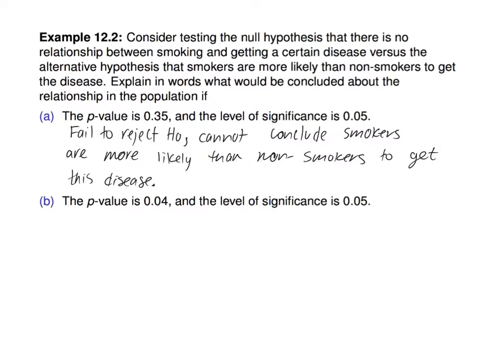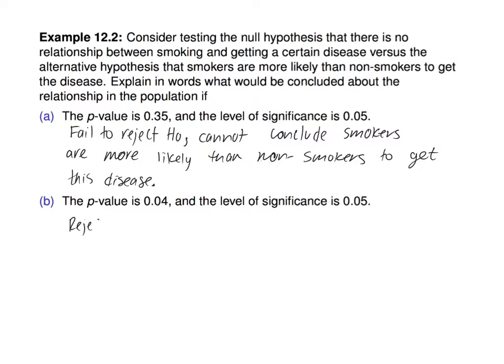Is the only reason the p-value was that big that smokers just don't get the disease more often than non-smokers? Or could there be another reason that p-value is big, and really the smokers could be getting the disease more often? If you have a small sample, you might get a big p-value even though there is a relationship. And, okay, if the p-value is 0.04 and the level of significance is 0.05, then what can you conclude?